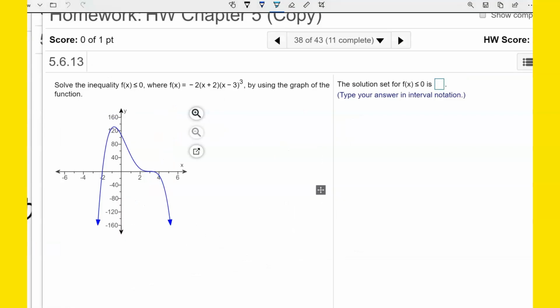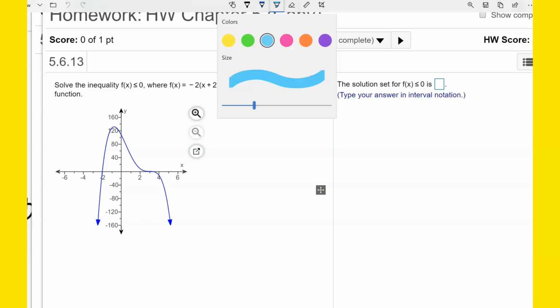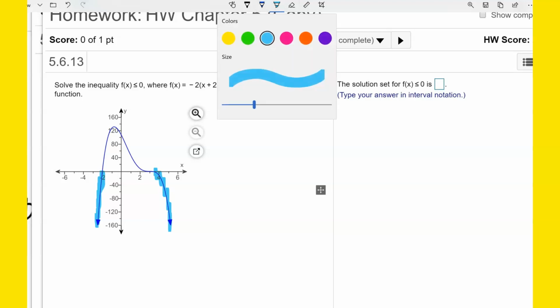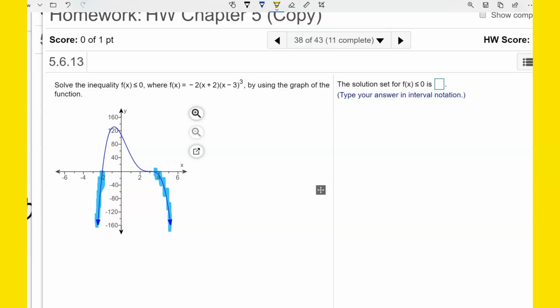Okay, again, we're solving this inequality. We're trying to find where this thing is less than or equal to 0. Where is that the case? It is down here and down here. And where is that on the x-axis? On the x-axis, what values of x, in other words, what values of x make that true? It's these values. For all those values of x, we're down here. And these values. For all these values of x, we're also down here.